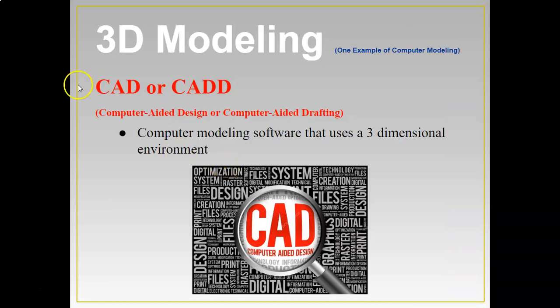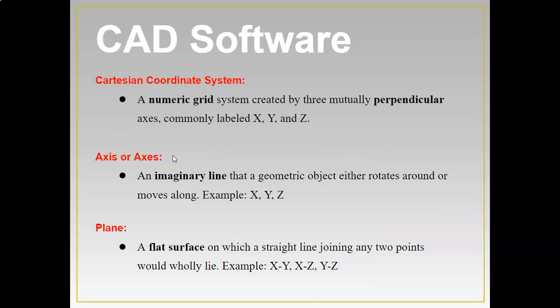So SolidWorks is called a CAD program. CAD stands for Computer Aided Design or Computer Aided Drafting. Okay, so this is a software that uses a three-dimensional environment. So a 3D. Okay, so it also has what's called a Cartesian coordinate system. That is a big long phrase there, but to break that down, it's a numeric grid. Okay, it's a numeric grid that commonly is labeled as X, Y, and Z. I'm sure you've seen that by now in math class, X, Y, and Z. Okay, X is left and right, Y is up and down, Z is forward and backwards.